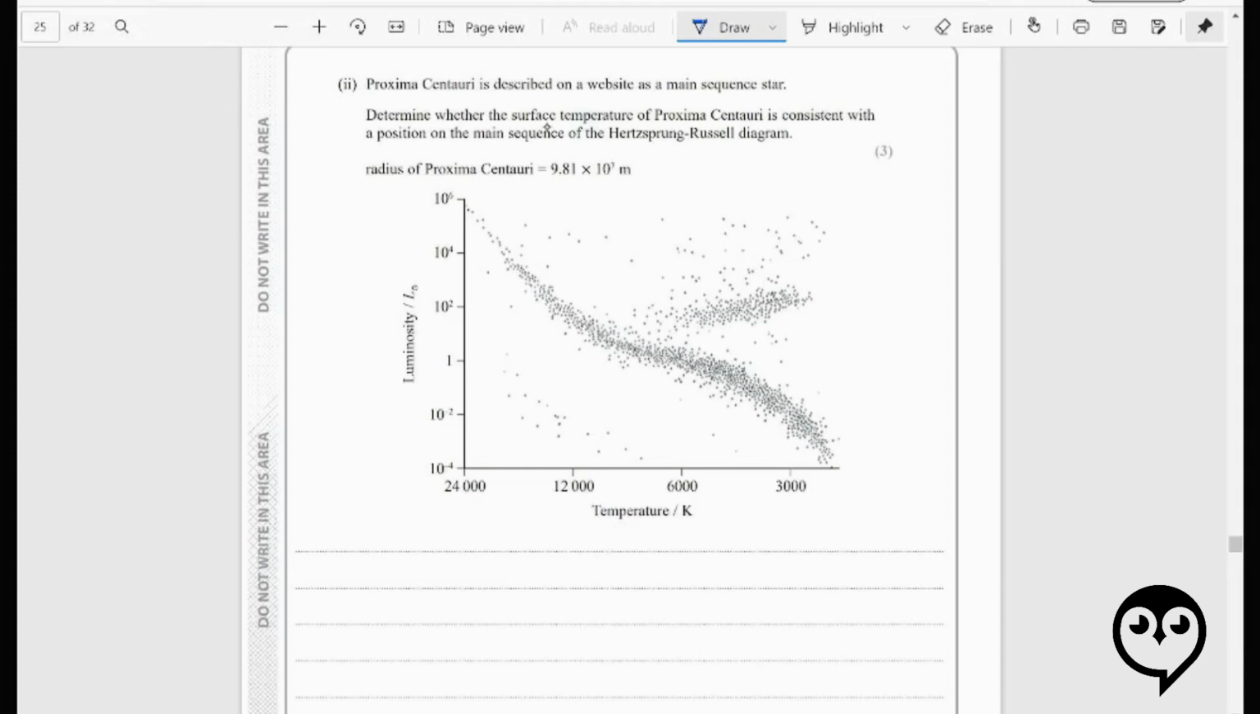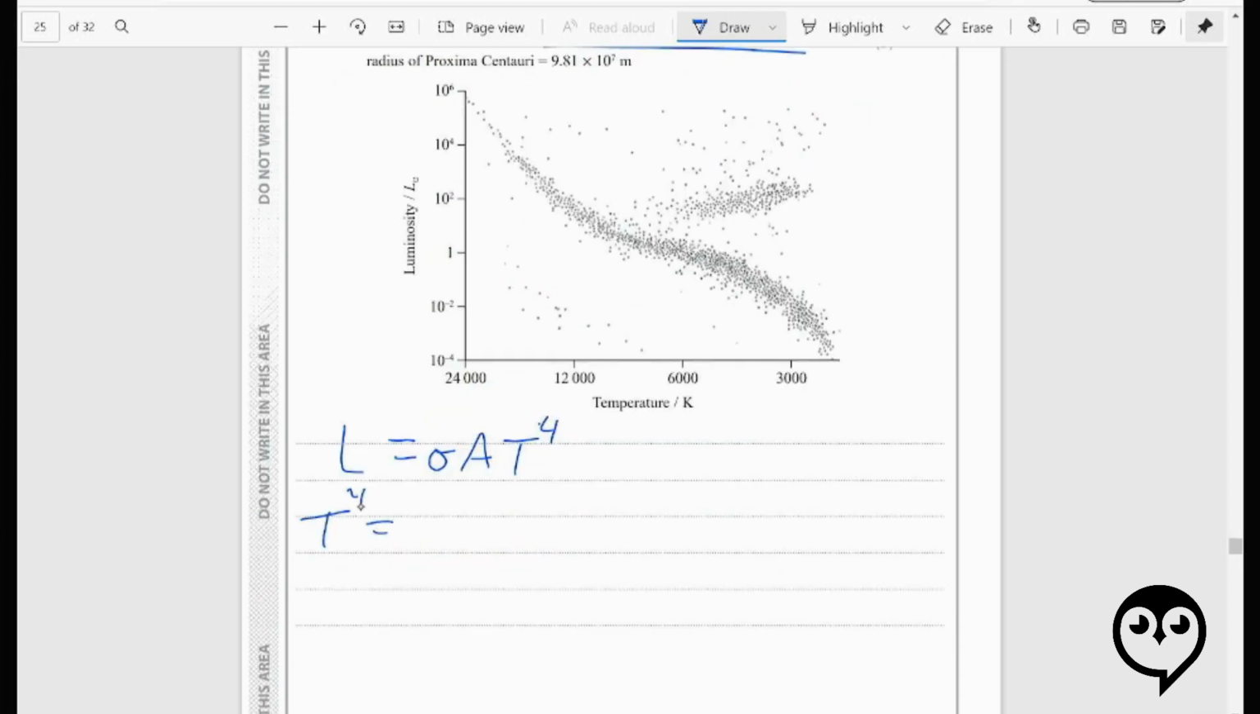Determine whether the surface temperature of Proxima Centauri is consistent with its position here on the HR diagram. Well, we've just calculated that luminosity, and now they've given us the radius. So we're going to rearrange. We'll do luminosity divided by 4 pi r squared.